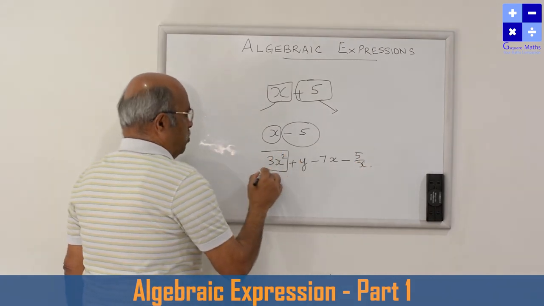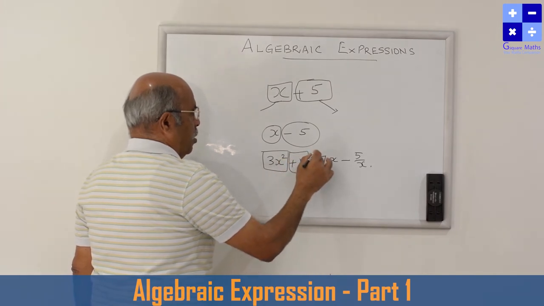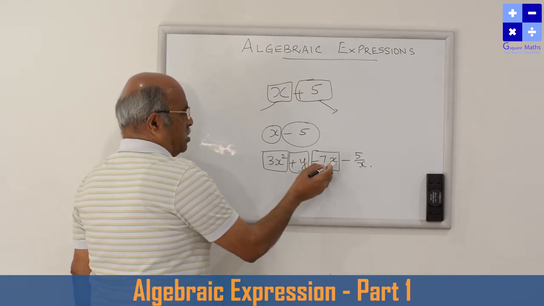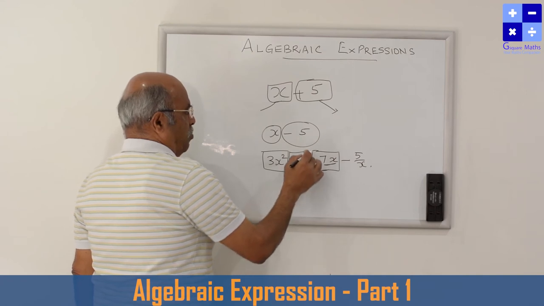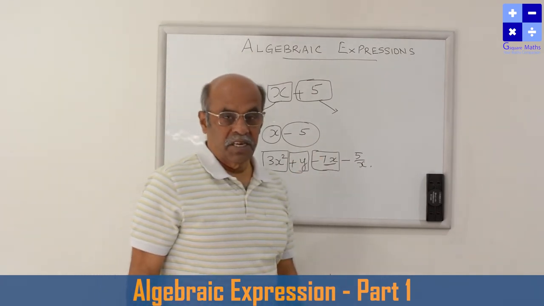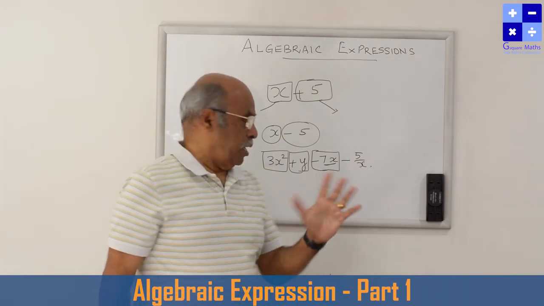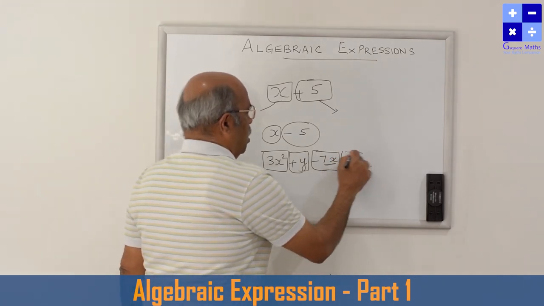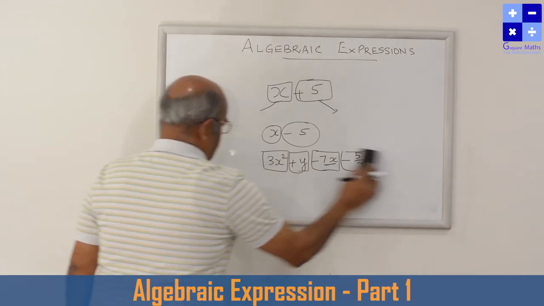3x squared is one term, plus y is another term, minus 7x is another term. Here in 7x, the operation of multiplication is there, but we are considering this as one term. Whenever we are considering the terms, terms should be separated by plus and minus signs only. So four terms are there. This is known as the terms.